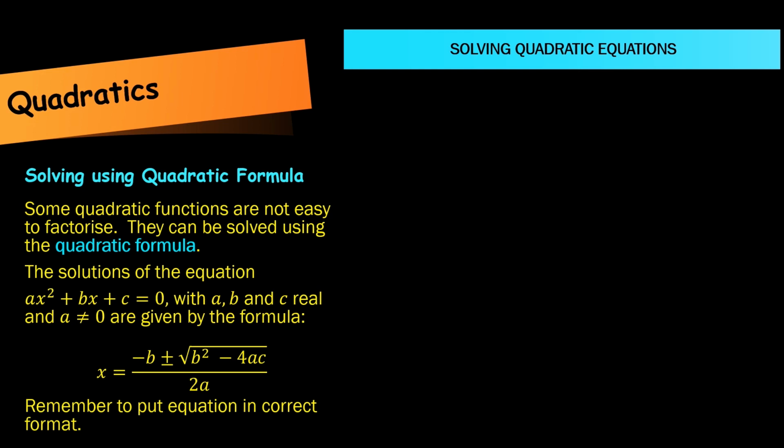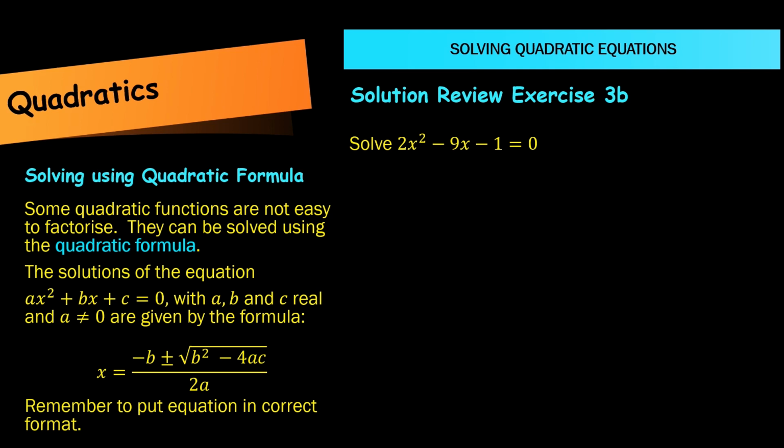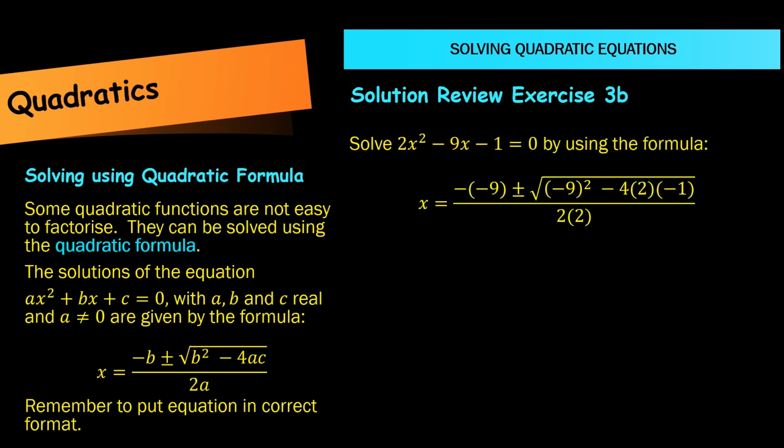So let's now have a go at review exercise 3b. We are required to solve 2x squared minus 9x minus 1 equals 0. So let's solve this. Plug in b equals minus 9 as shown into the quadratic formula, and a equals 2 and c equals minus 1 as shown, and a equals 2 as shown here.